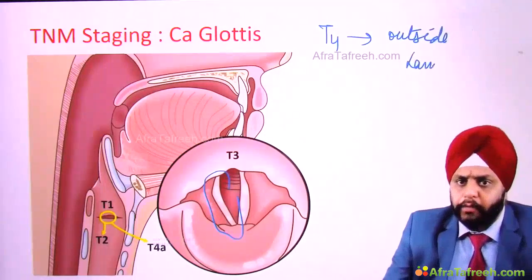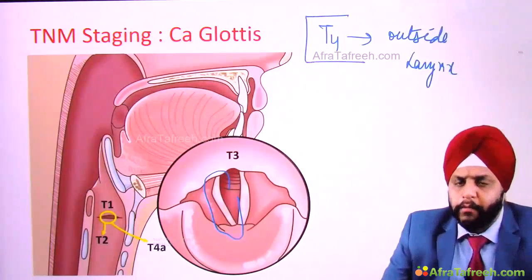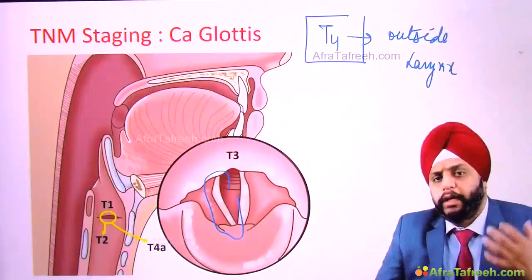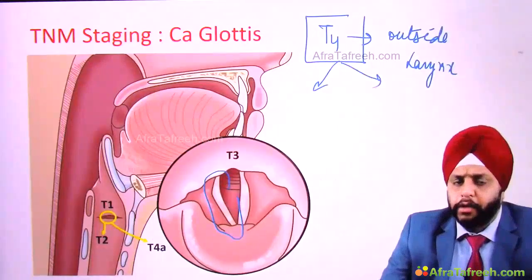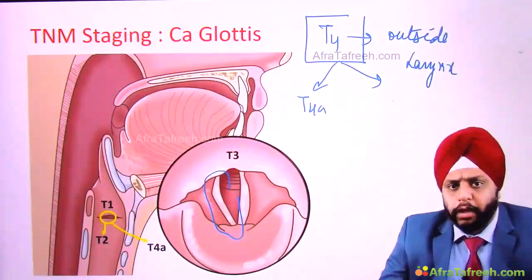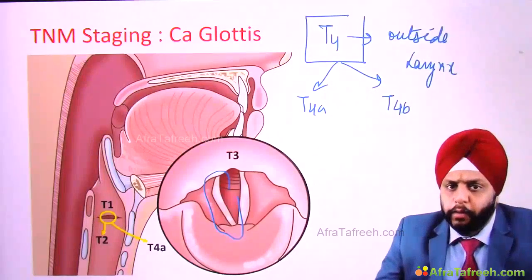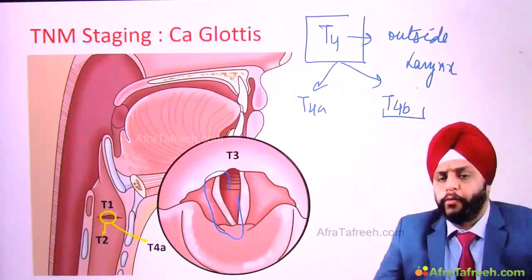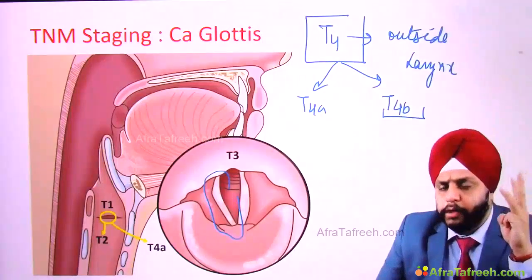So outside the larynx into the neck, it is T4. Now this T4, remember we discussed it for CA hypopharynx, and it is common for larynx and hypopharynx. You can divide T4 into T4A and T4B. Okay, now what is T4B? I have told you there also T4B, 3 places. What are the 3 places when we call it T4B?